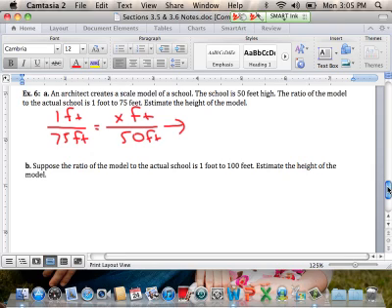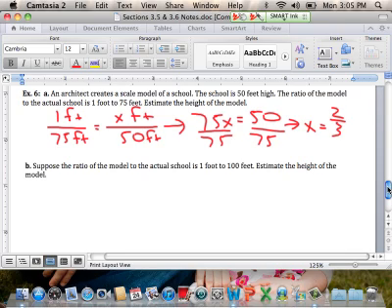And again, here's your proportion. Cross multiply. 75x equals 50. Divide both sides by 75. That tells you that x is equal to 2/3 of a foot. So the model is not even 2/3 of a foot in height, which makes sense, right? A model is going to be smaller, much smaller.